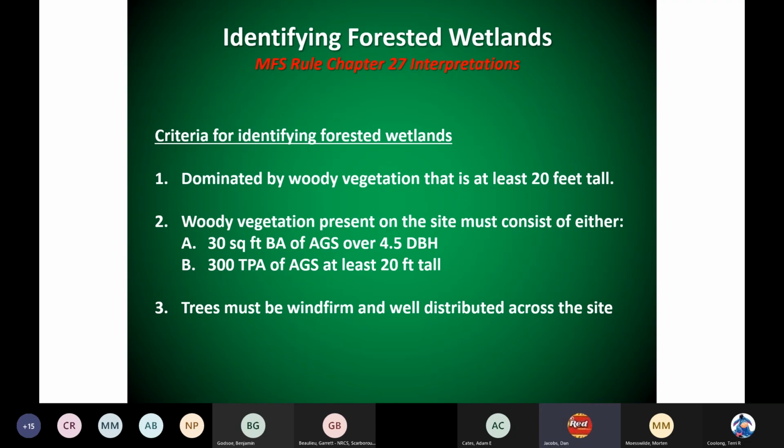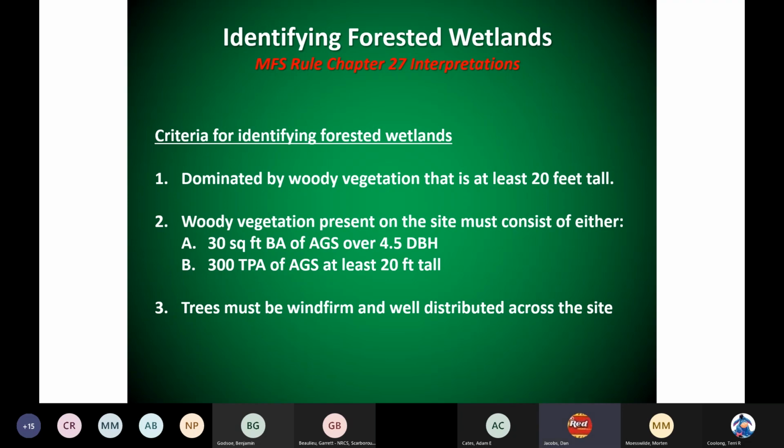It has to be dominated by woody vegetation. It's at least 20 feet tall. Well, what does dominated mean? For our purposes, the woody vegetation present on the site must either contain 30 square feet of basal area of acceptable growing stock over 4.5 inches in diameter, or there has to be 300 trees per acre of acceptable growing stock of trees that are at least 20 feet tall.